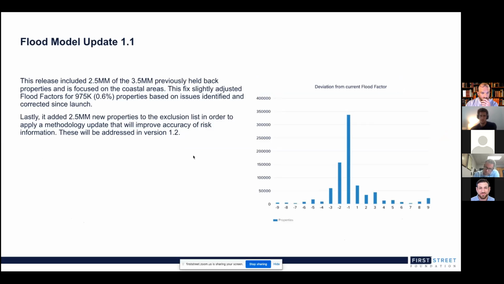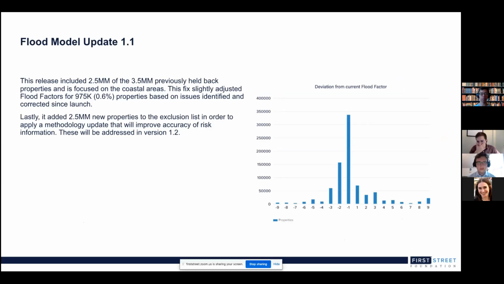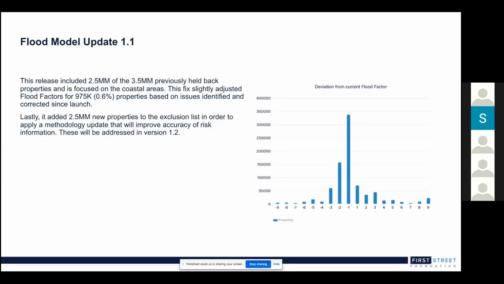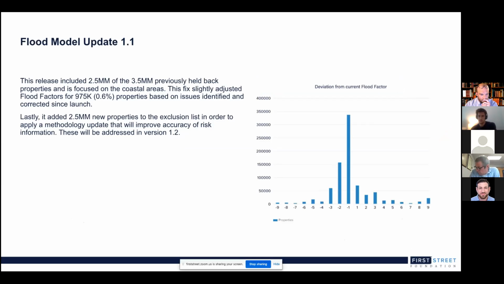In version 1.1, as I mentioned, we had about 3.5 million properties that we held back at launch. We were able to push 2.5 million of those at our 1.1 version. In addition to that, there were close to 1 million properties where the flood factors may have changed slightly. Some of the depth statistics may have changed slightly. Generally, they stayed pretty close. They're within 1 or 2 flood factors, and some of that is just related to the way we generate the flood factor based on different thresholds.